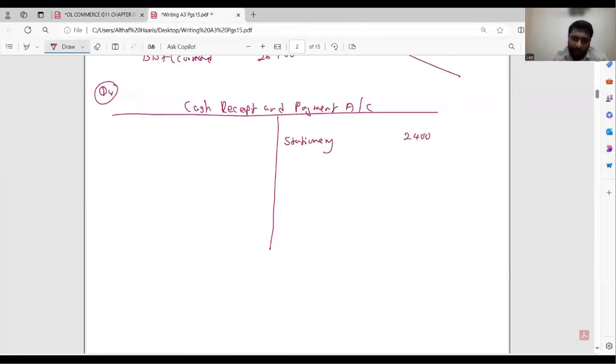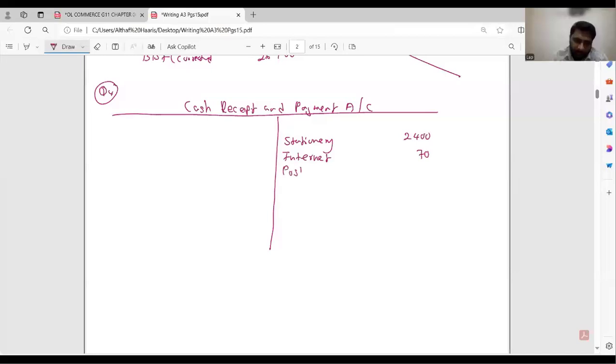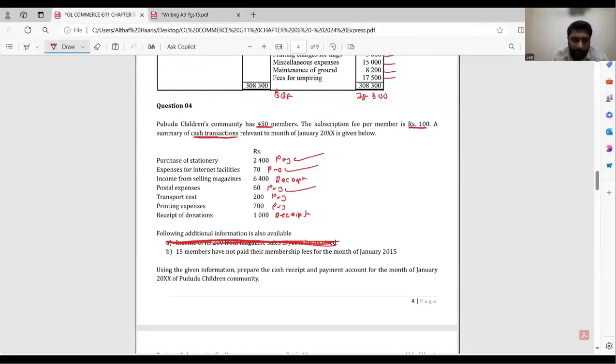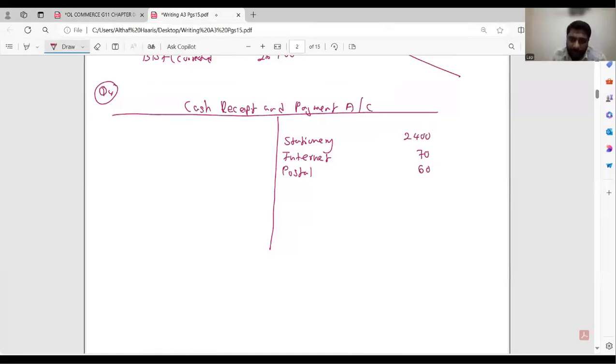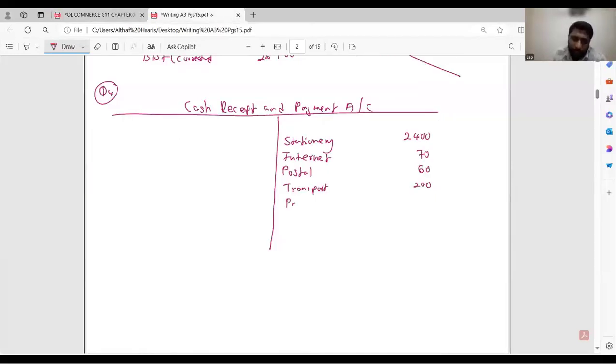Internet, 70. Next one. Postal, 60. Transport, 200. Printing, 700.